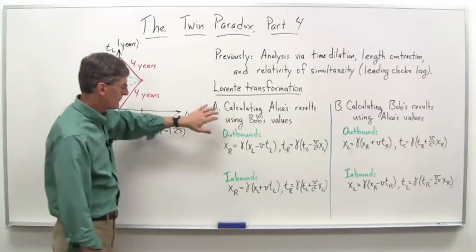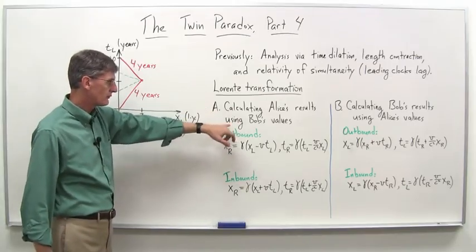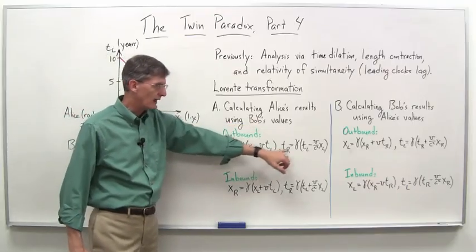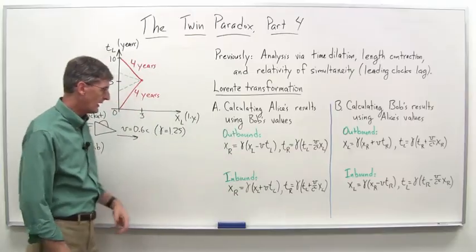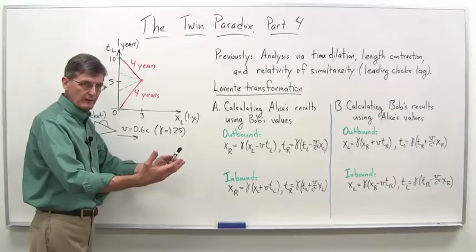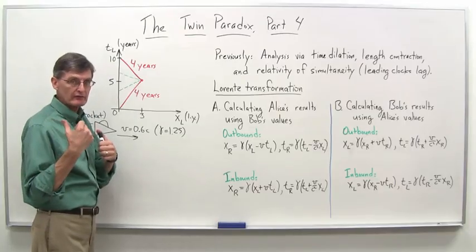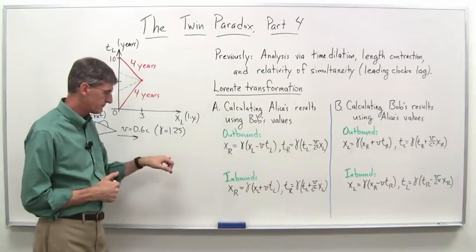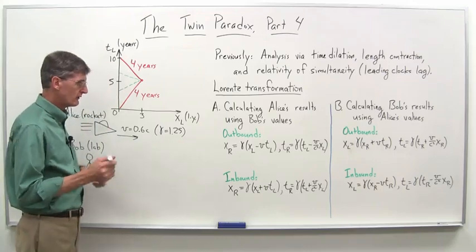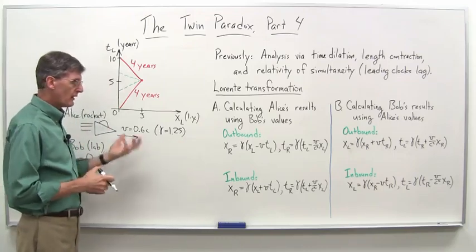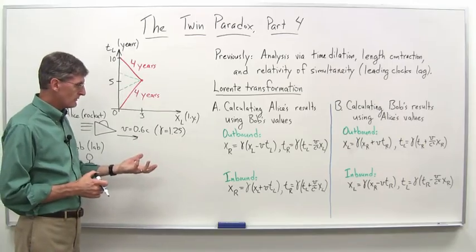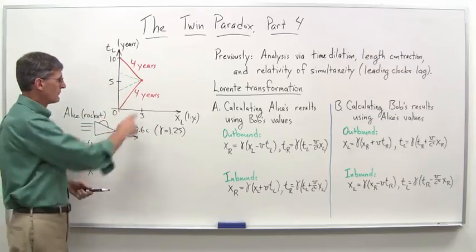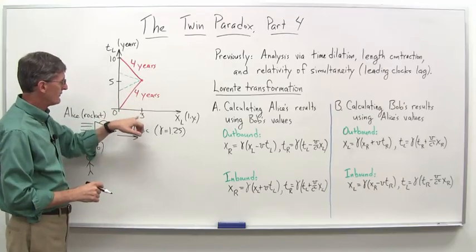So let's start, though, over here with A, calculating Alice's results using Bob's values. Bob's values are the lab frame values. To Alice, Bob is moving in the negative x direction, to the left, and that's why we've got minus signs in these versions. Otherwise, the reason it's nice to start off with Bob's values is that they're pretty obvious. So on the outbound trip, Bob's value right here is x.